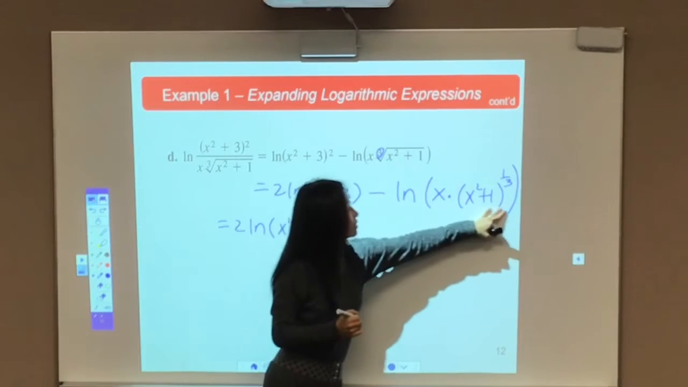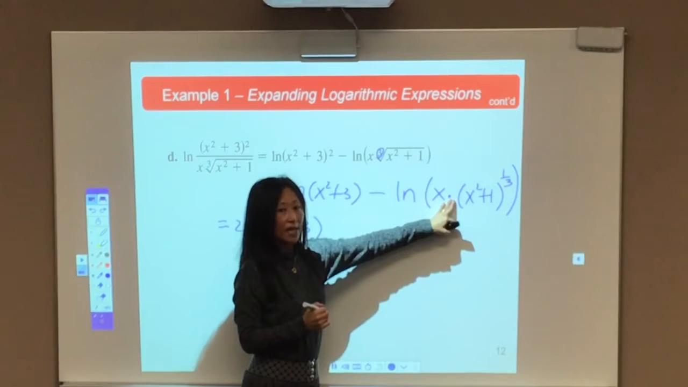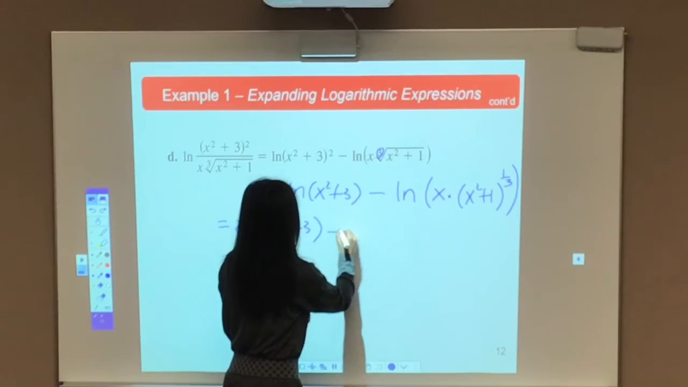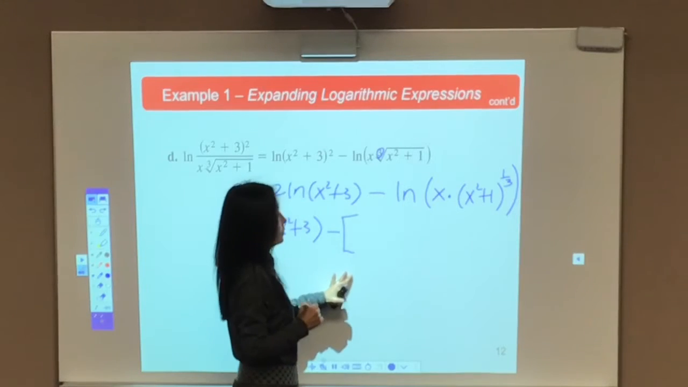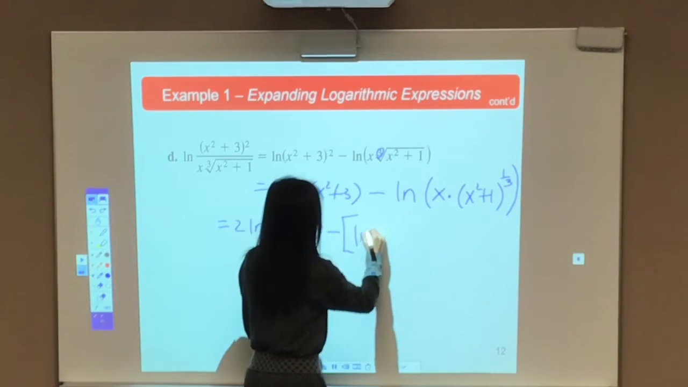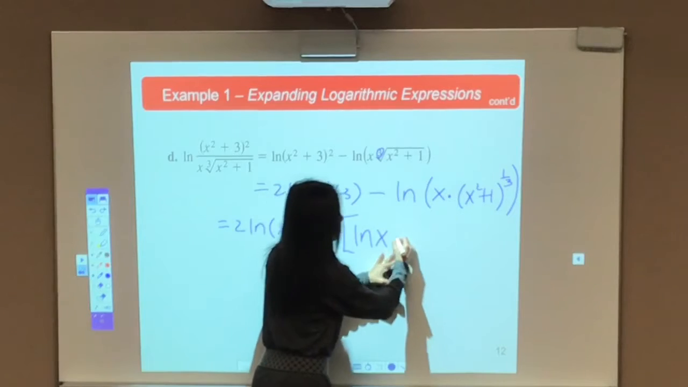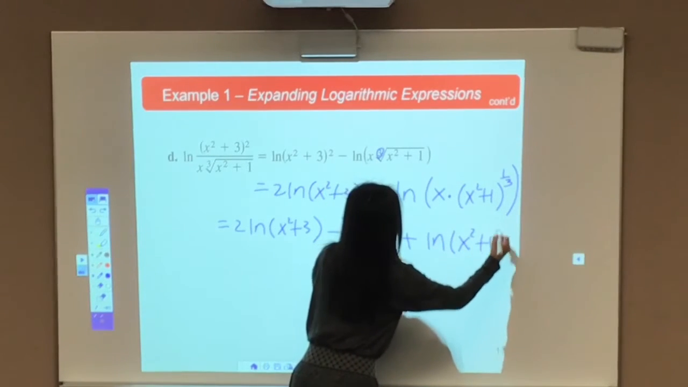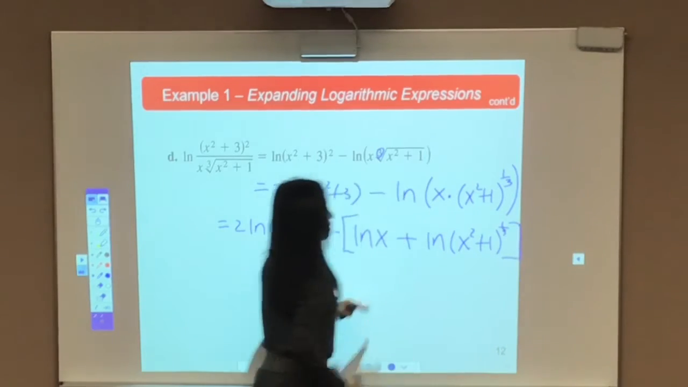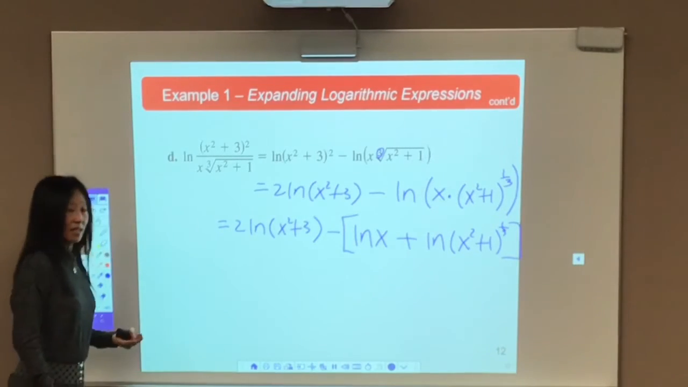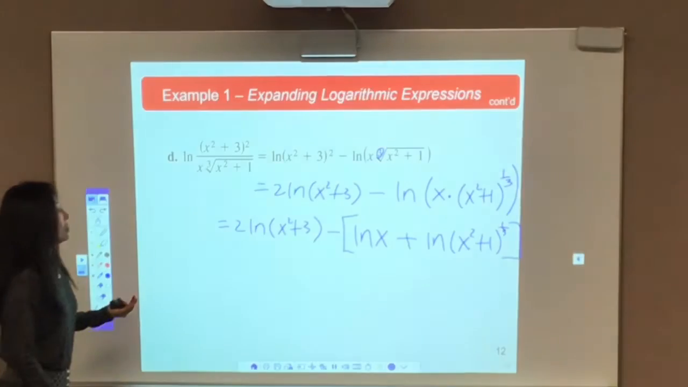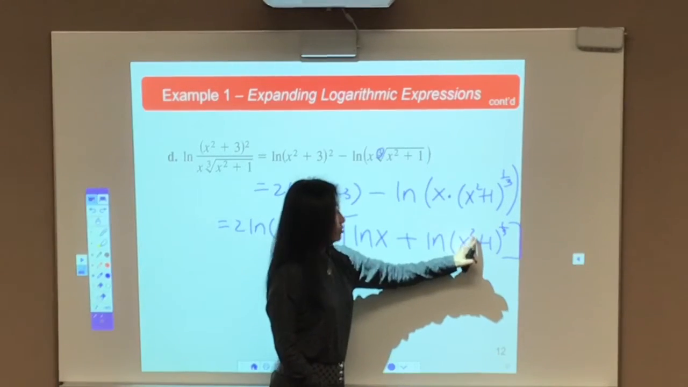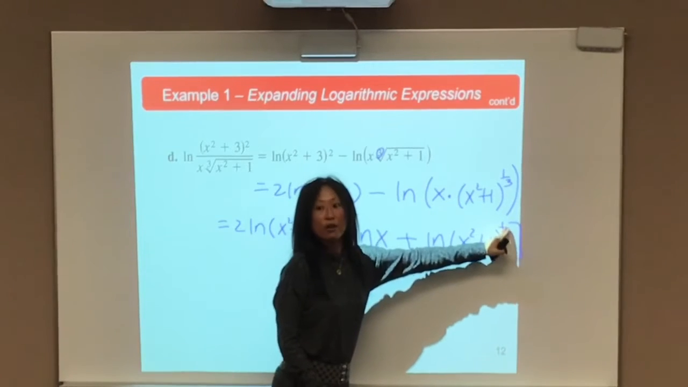What about this one? This is a multiplication, so can I make it into an addition problem? Let me make a bracket here, so I can put everything. So I have natural log of x plus what? Natural log of x squared plus 1 to the what? 1/3. But I'm not done yet. Could you bring the 1/3 in front? Oh, the 1/3?